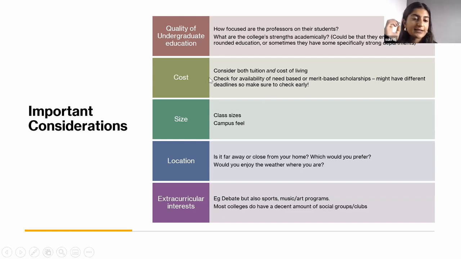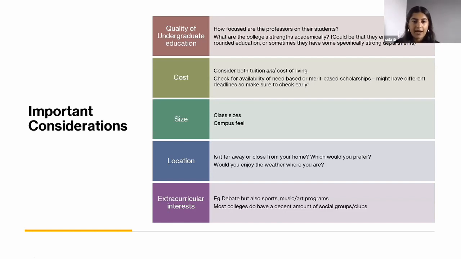The next thing, which I think is probably an important consideration for most people, is cost. So remember to consider both tuition and cost of living. If you're living in a very expensive area, that might be harder because sometimes schools don't guarantee housing. Obviously, if it's out of state, you might have to pay more.